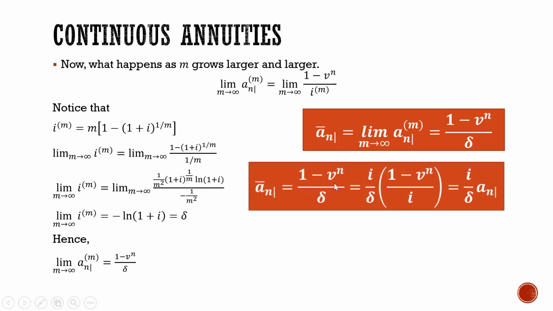And remember, (1 − v^n)/i is a_n. So we are going to make a connection between the continuous annuity and the regular annuity. If you multiply by i and divide by i, you have the continuous annuity ā_n is basically (i/δ) a_n. So this is the relation between continuous annuities and regular annuities.